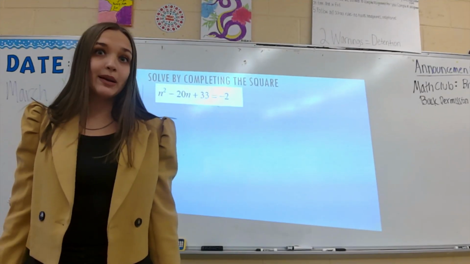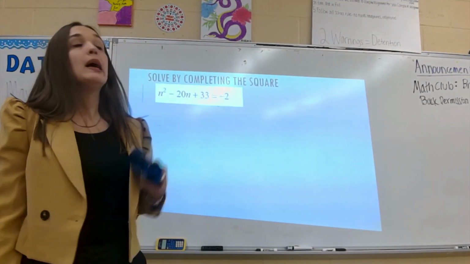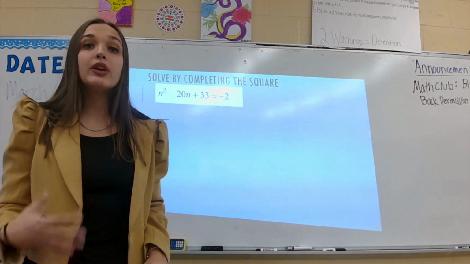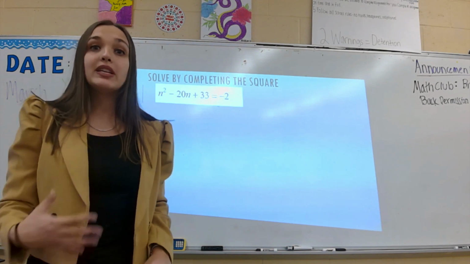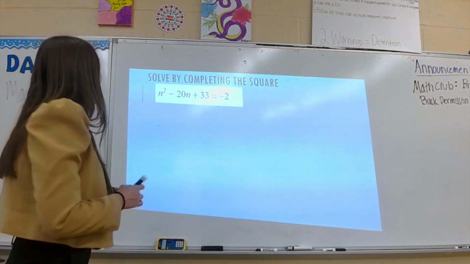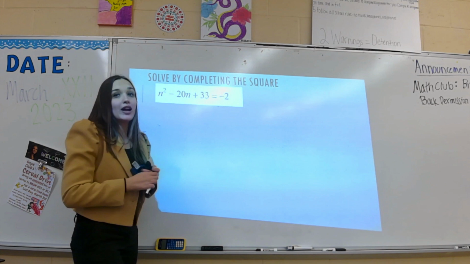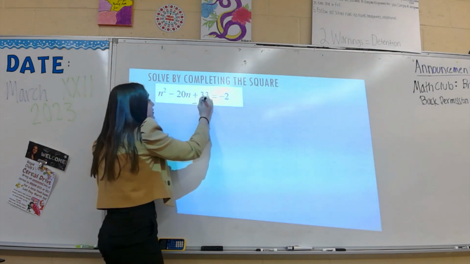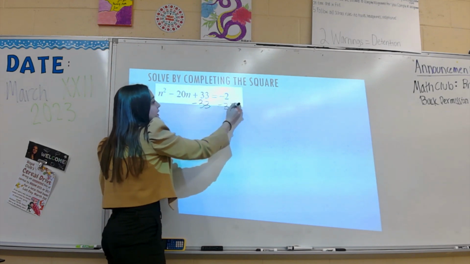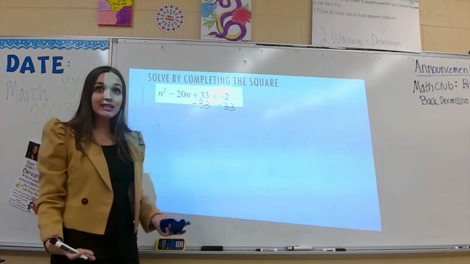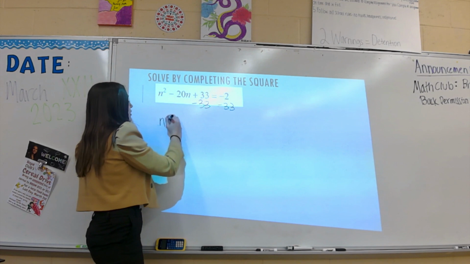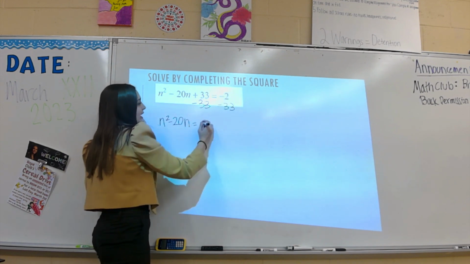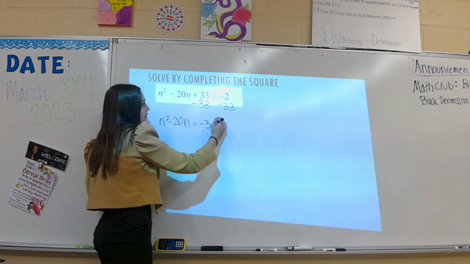So here we have an example problem. We have n squared minus 20n plus 33 equals negative 2. And we want to factor this by completing the square. So let's take a look. Every single time we only want our a and our b term on our left-hand side. So we're going to subtract over our c term to get a new d term. So I have n squared minus 20n equals, when we put these together, that's negative 35.